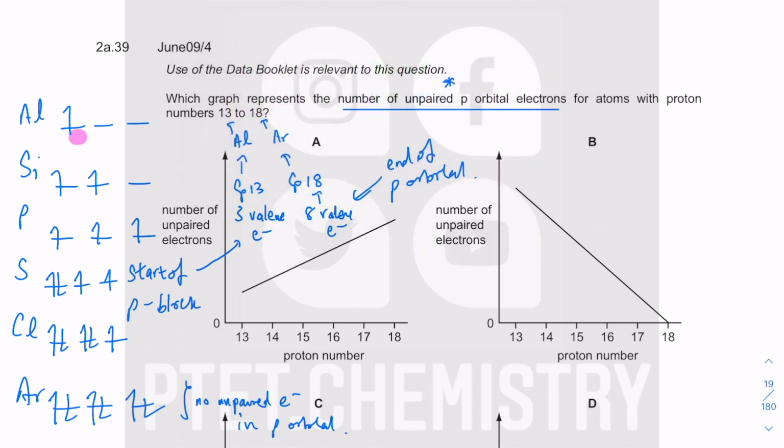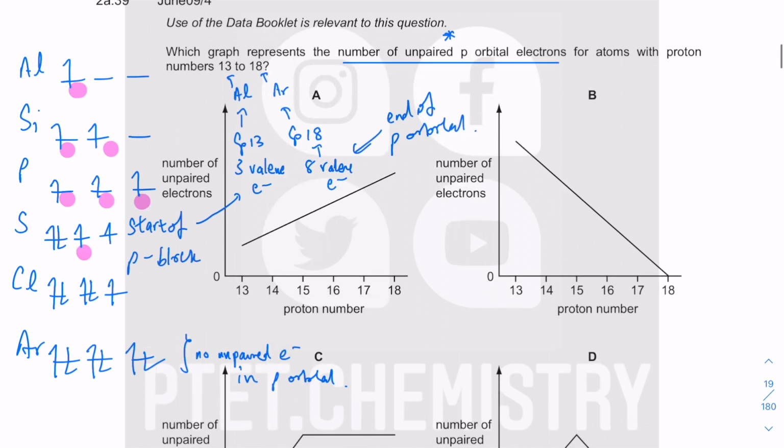So 1 there. There's 2 there. There's 3 there. And then be careful. How many in the p orbitals are unpaired? So there are only 2 there. There's 1 there and there's none there. Okay. So we're looking at 1, 2, 3, 2, 1, 0.